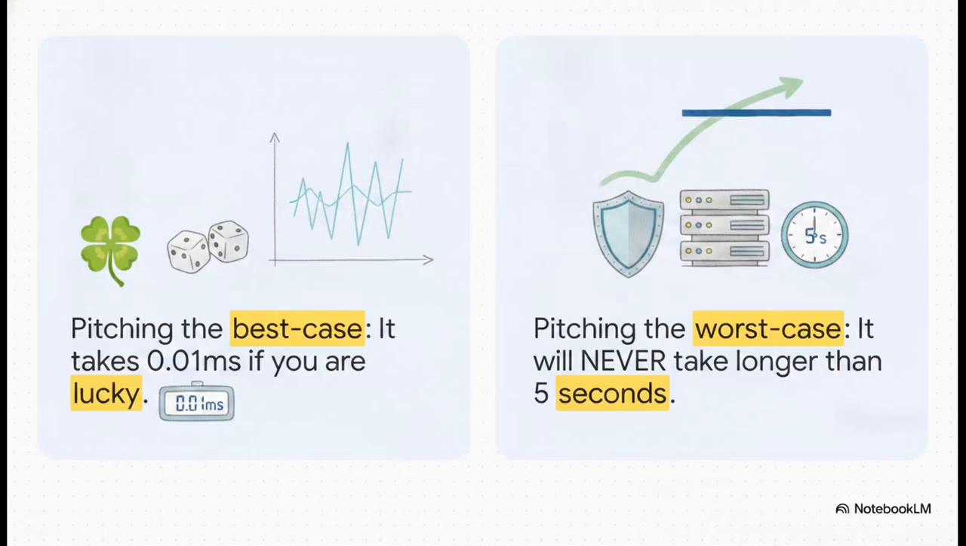And this brilliantly illustrates the industry standard. If you pitch the best-case scenario, you're essentially telling the client, hey, our software takes 0.01 milliseconds, assuming you get incredibly lucky. And trust me, nobody is signing a $1 million contract based on luck. But if you pitch the worst-case scenario using Big O, you can confidently say, even under the heaviest load, this will never take longer than 5 seconds. Promising a lightning-fast best case is utterly useless if your software freezes for hours during a worst-case data spike.